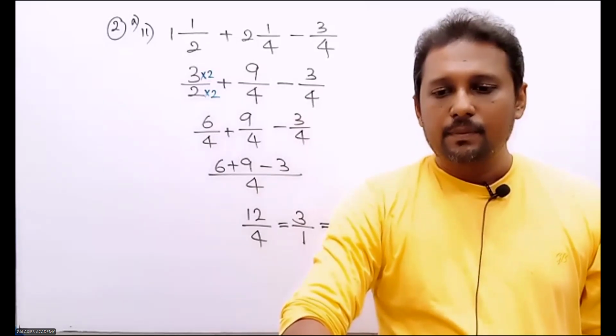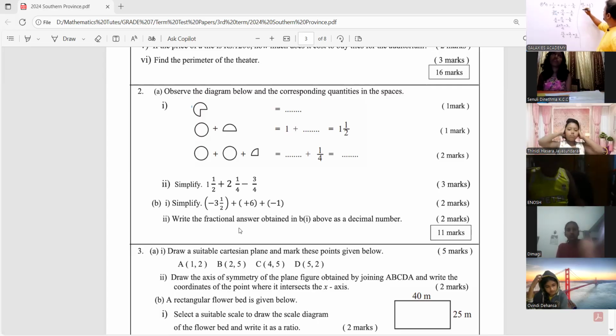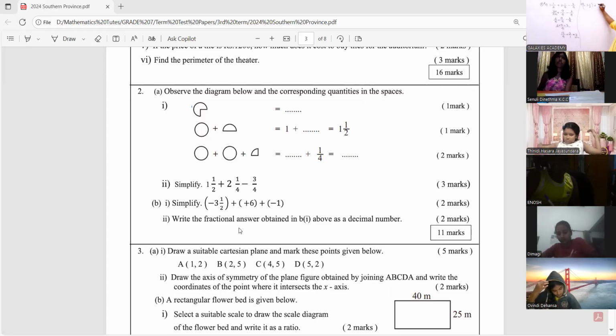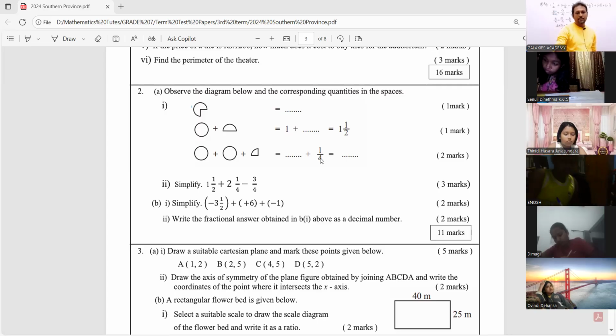Right. Now let's go to simplify B. Minus 3 1/2, plus add positive 6, add negative 1. Right, then you have to simplify these values.